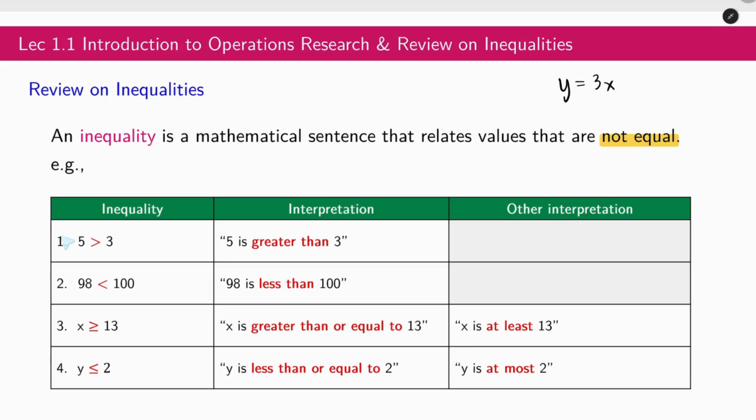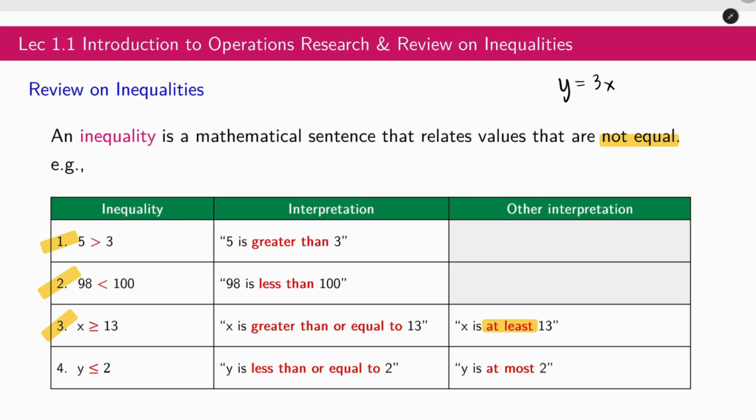Number 1, 5 is greater than 3. Number 2, 98 is less than 100. We are using these symbols. Number 3, x is greater than or equal to 13. Or in other words, x is at least 13. Always remember this one.